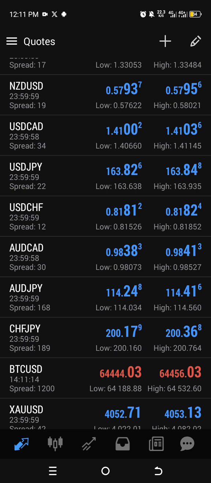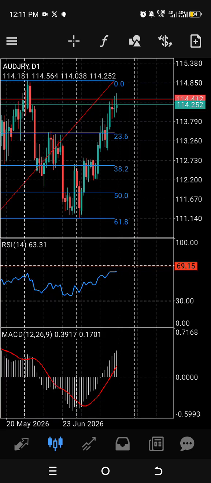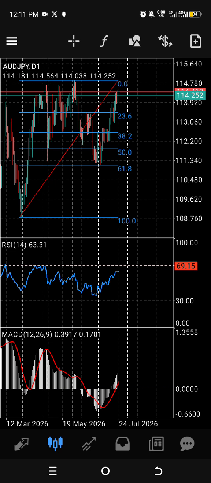So the number one chart we have on our watch list here is Australia Japanese yen, daily time frame. Let's go into the chart and bring out the Australia JPY daily time frame. This is Australia JPY daily time frame. So let us zoom the chart to see what happened.